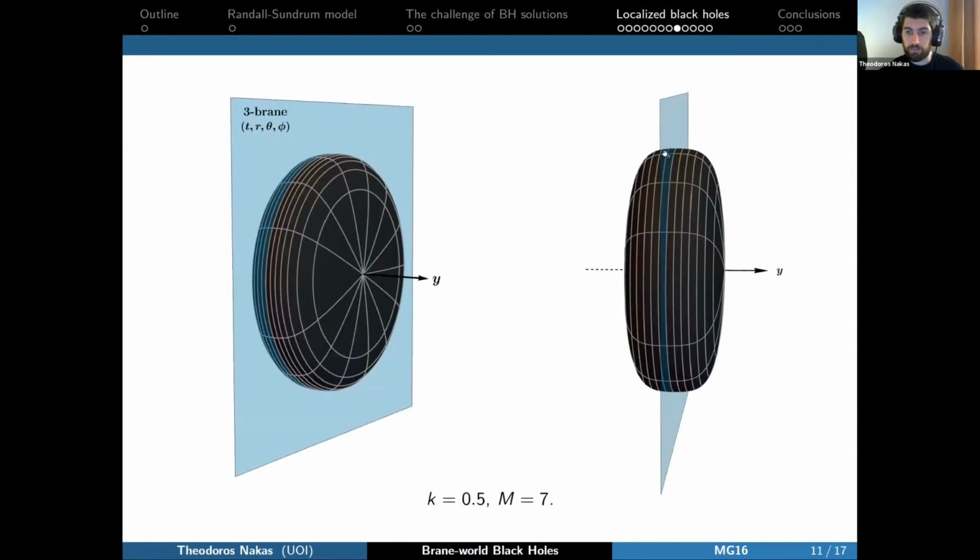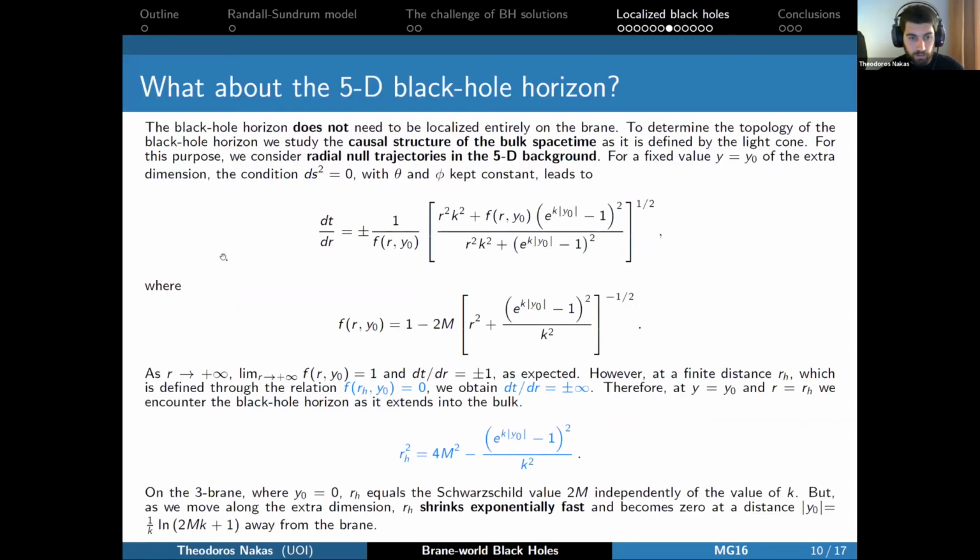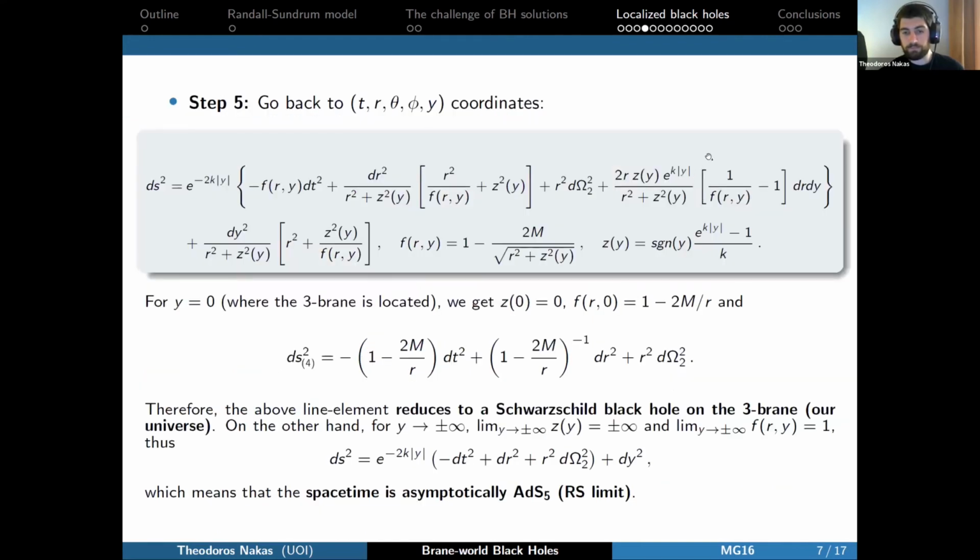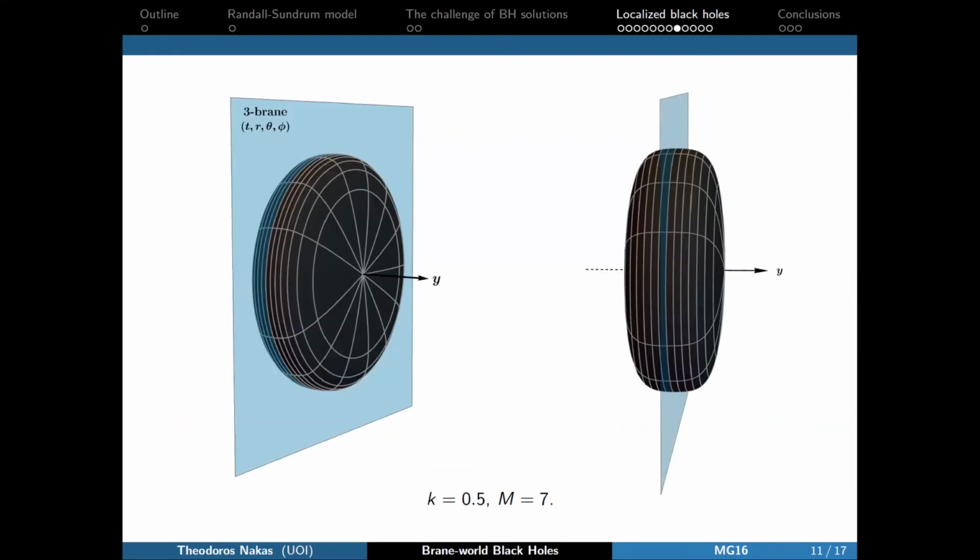Here you can see the three-brane. Sorry, I interrupted you. No, it's okay. Go ahead. You can see here the three-brane. On the brane, the geometry is a Schwarzschild solution, as we all know. And there is this exponential suppression along the extra dimension. The complete description of the five-dimensional spacetime is given by this line element. I don't know if I answered. Yeah, you did. I could see from that picture.